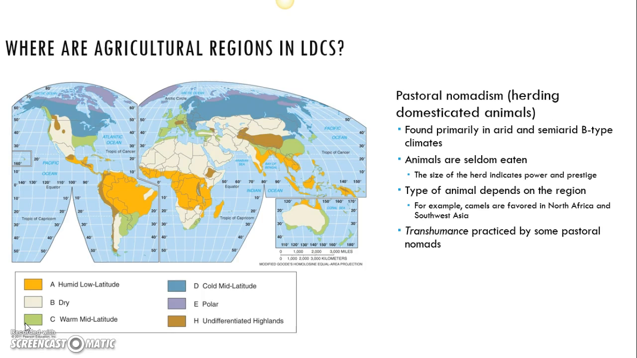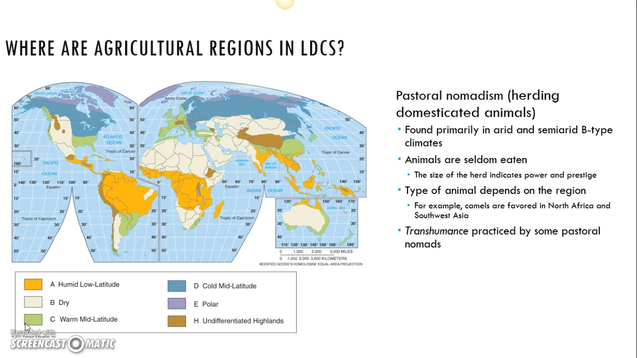In this case, the animals are not, generally speaking, eaten. At least not eaten by the people who are keeping them. The size of the herd is an indicator of power and prestige. So you don't want to kill off animals more often than you have to, because to do so would lower your prestige within the community and ultimately your power.